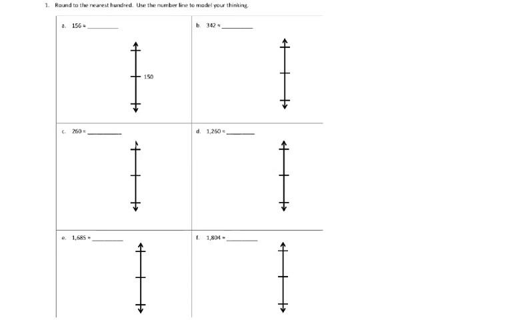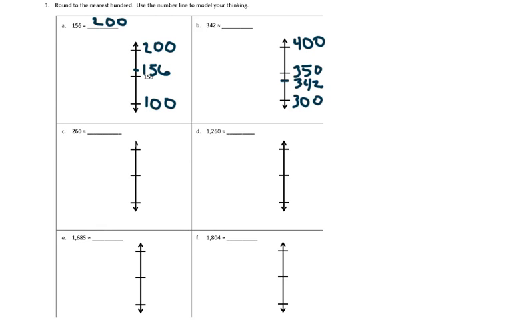So question number 1 from the homework says round to the nearest hundred, use a number line to model your thinking. So A is 156, and 156 falls between 100 and 200, with the midpoint, which was given to you, being 150. Well, 156 is above the midpoint. That means that it's closer to 200. So when we're rounding, it's closer to 200. 342 is between 300 and 400, and the midpoint is 350. 342 is below the midpoint. So that means it's closer to 300. So when you round it, it's 300.